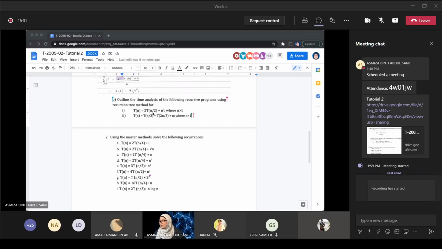Okay, so Tn is 2 Tn over 2. Okay, anybody wants to share their tree?